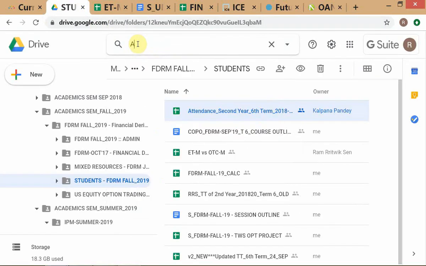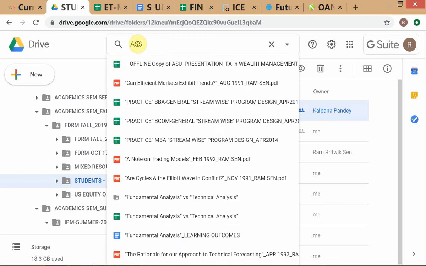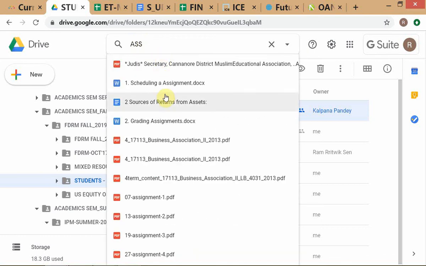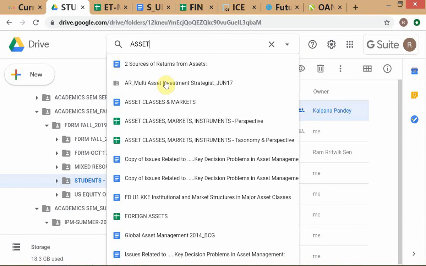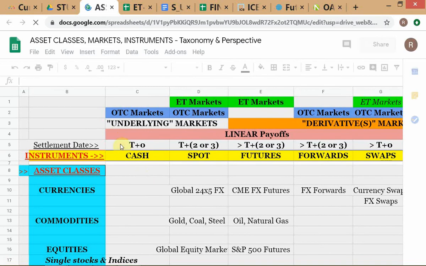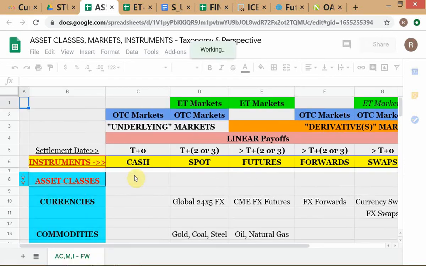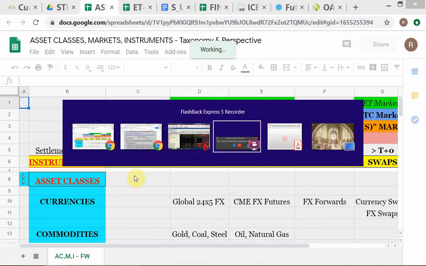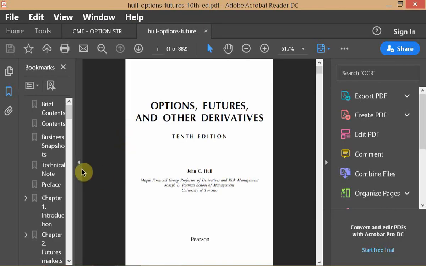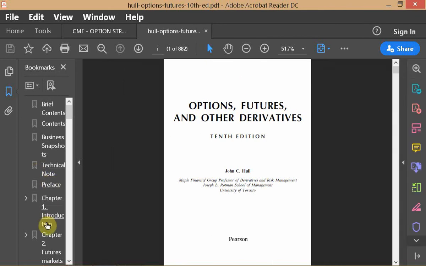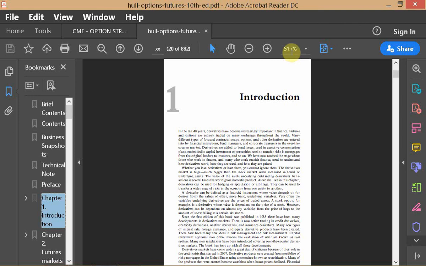So we're going to learn about this distinction between these two types of markets. What you should also do is you should read this. This is covered in the chapter references I've given you. So if we go here, we do chapter one. Here itself you can read it.